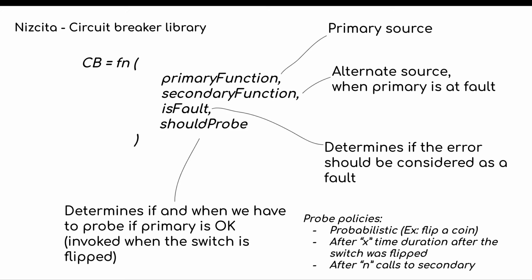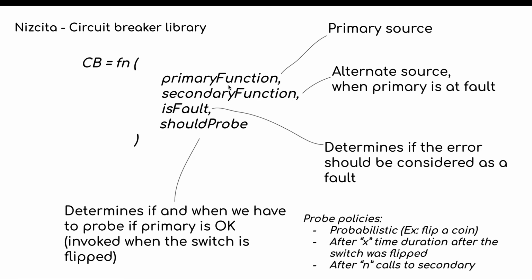So thus, we'll expand the circuit breaker library, the circuit breaker function as we had defined earlier. We still have the primary function, which is the primary source, and the secondary function, which is the alternate source. Now we want another function which is fault. The application has to provide this function.